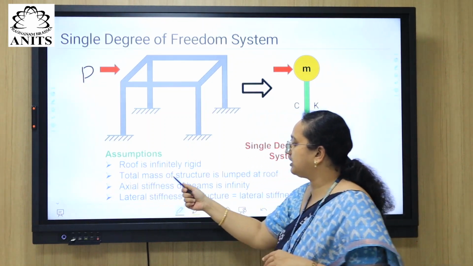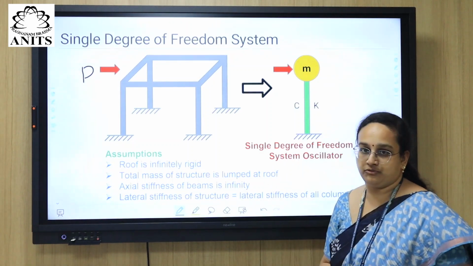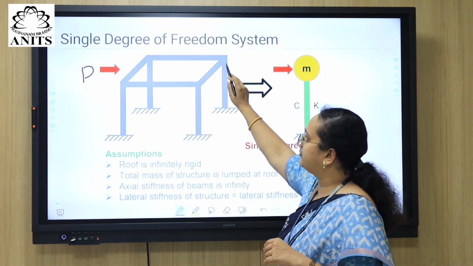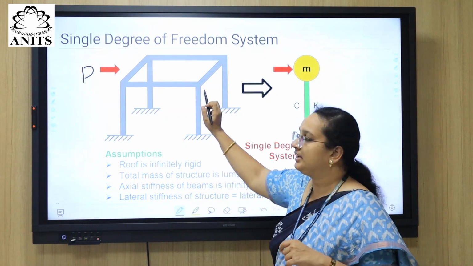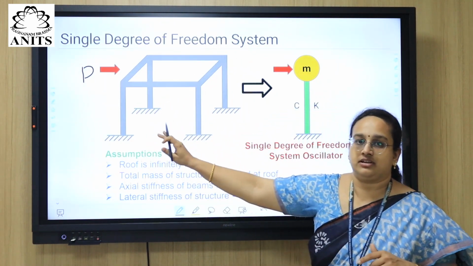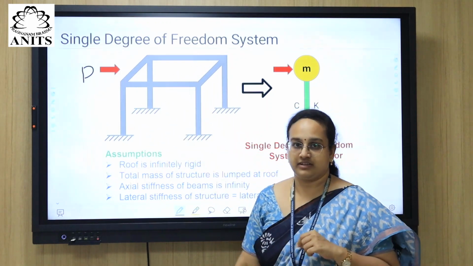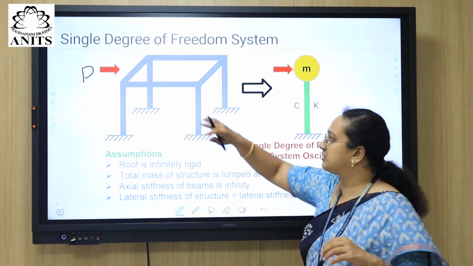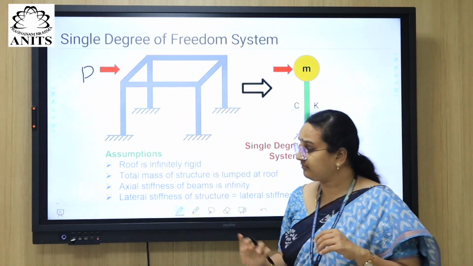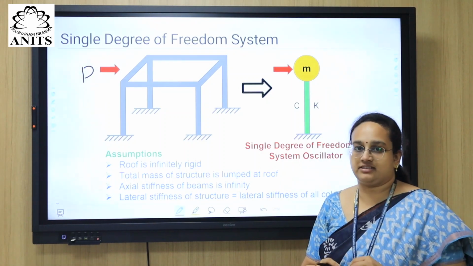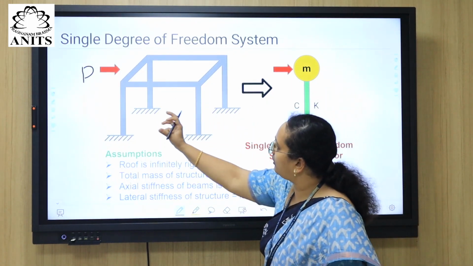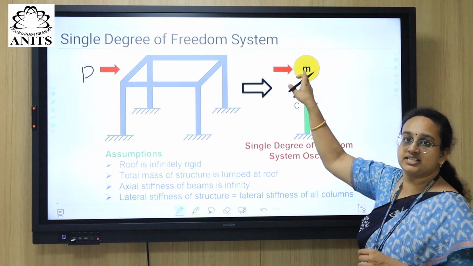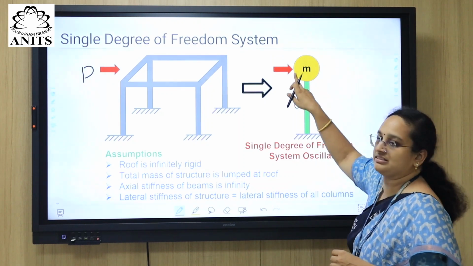Now the second assumption is total mass of structure is lumped at the roof. Because we have roof and then we also have beams there, right? The total load of this particular structure is majorly concentrated at the roof, except for the walls and the columns. Most of the load is being applied at the roof. For idealization or for simplicity's sake, we are putting all the mass only at the roof. That is what is called M. This is the lumping of mass, right?